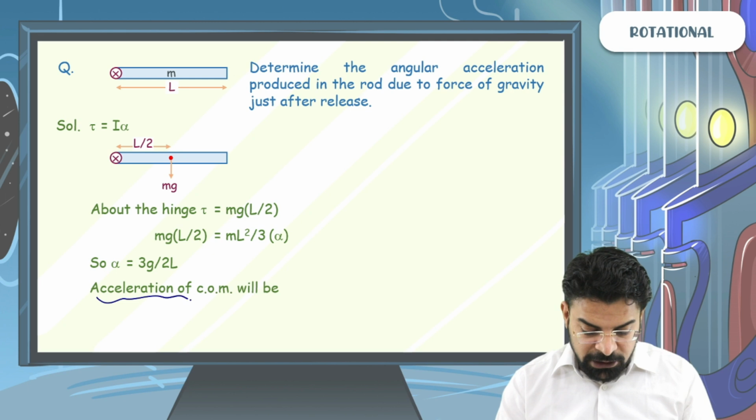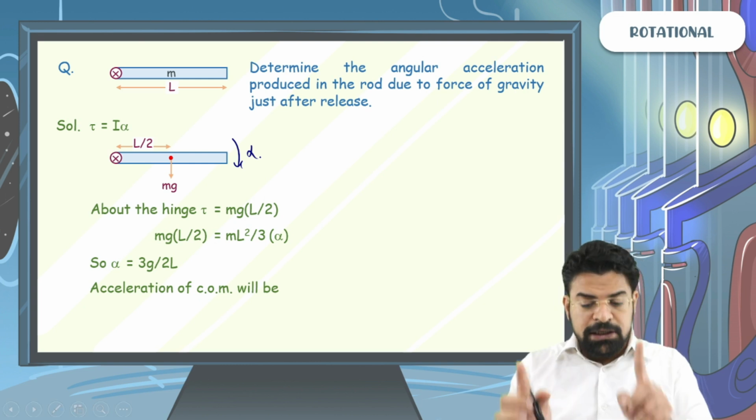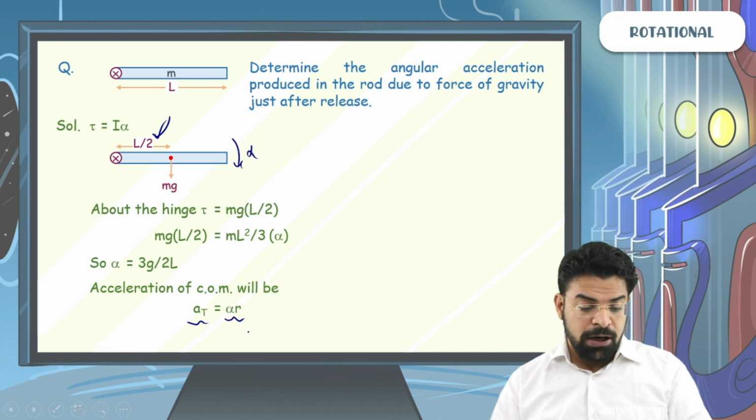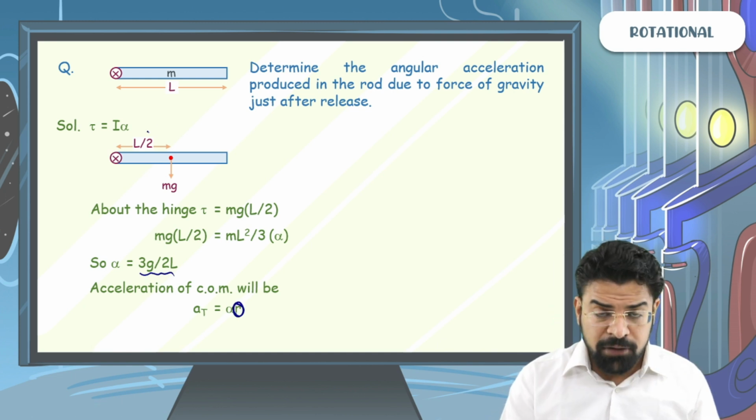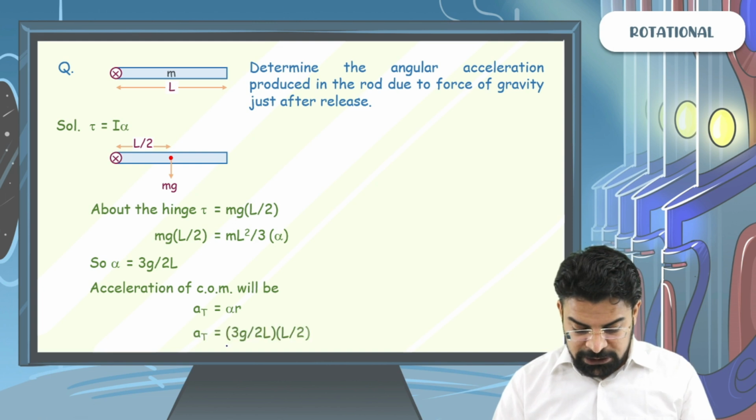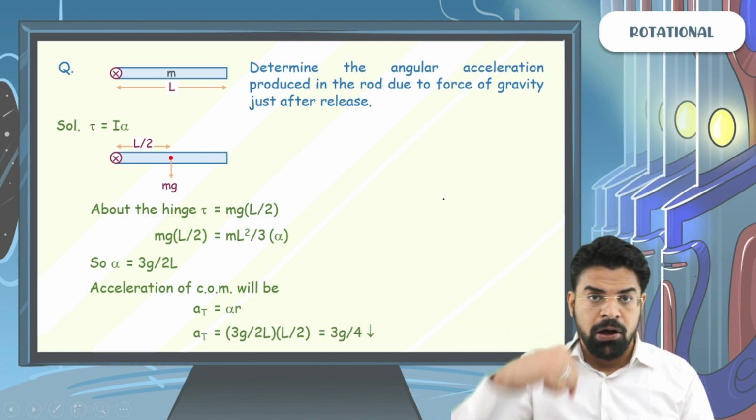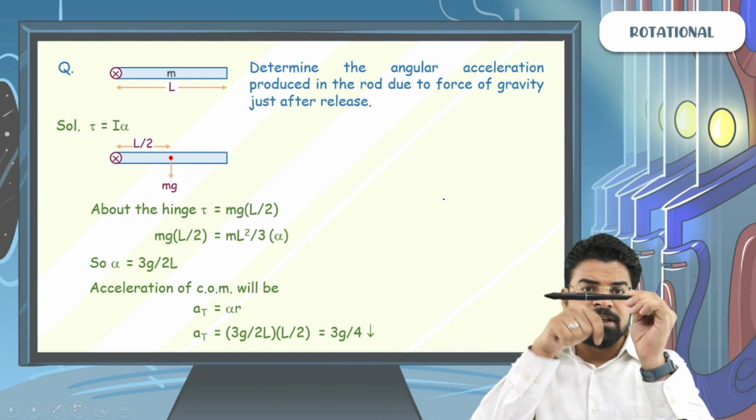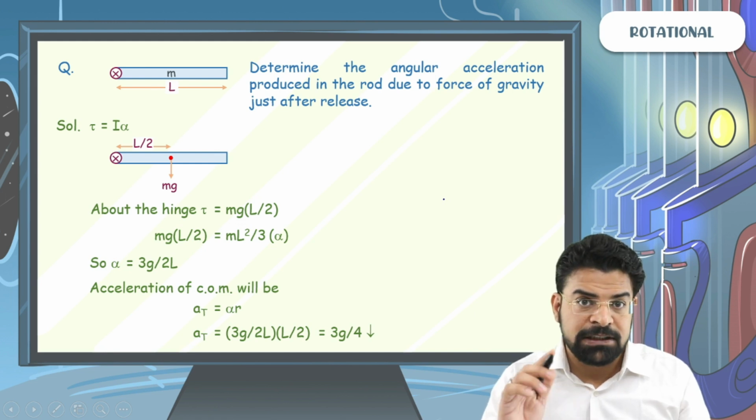So we can even say the acceleration of the center of mass will be, since now we know alpha and we know the distance of the center of mass from the hinge, the tangential acceleration equals alpha times r. The angular acceleration we know comes out to be 3g by 2L, and we know that r for the center of mass is L by 2. So you get 3g by 2L multiplied by L by 2. Now cancel out L and L. What you get is 3g by 2 multiplied by 1 by 2, that is nothing but 3g by 4 downward. So just after release, the center of mass of the rod will have a downward acceleration of 3g by 4. We will use this later to find the force by the hinge. But let's move on to the next example first.